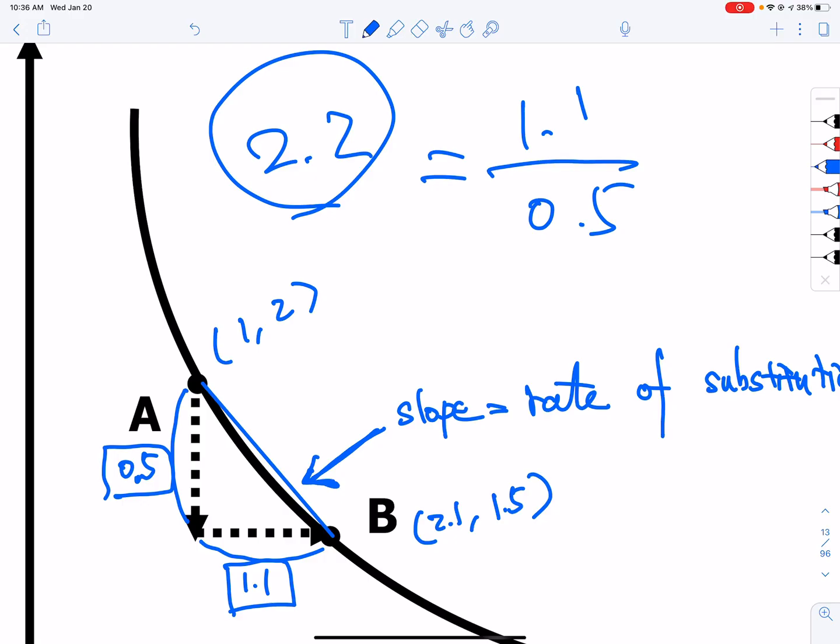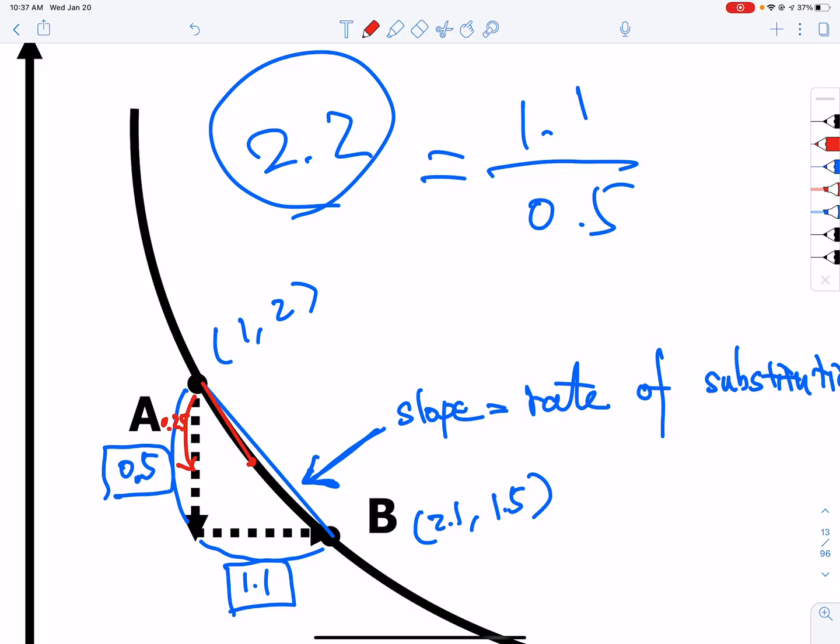But the slope will be different if you think of a different change instead of 0.5 units. So let's say 0.25 units of decrease. Then the slope will be different, right? The slope will probably be steeper. So it's not going to be 2.2, it's going to be larger than 2.2, right?